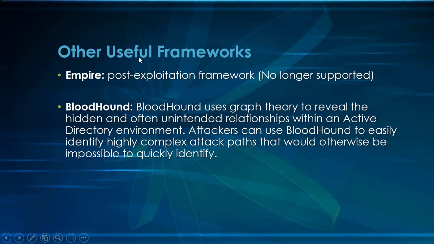Before that, I'll just talk about other useful frameworks. There is the Empire framework, which is no longer supported. It's a post-exploitation framework that you can use to move from one machine to another, to collect information, to maintain persistence, and so on. Similar to Empire, there was PowerSploit, and it's also no longer supported. There is another tool called BloodHound, which uses graph theory to reveal hidden and unintended relationships within an Active Directory environment. It helps attackers to identify complex attack paths.